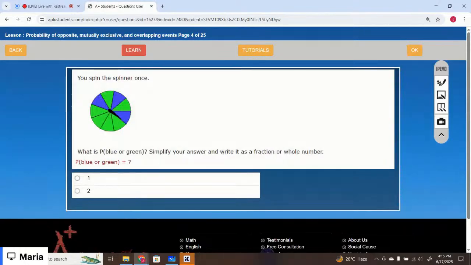We spin the spinner once. What is the probability of 2 or blue? So the probability is 1. Option number 1 is the correct option.